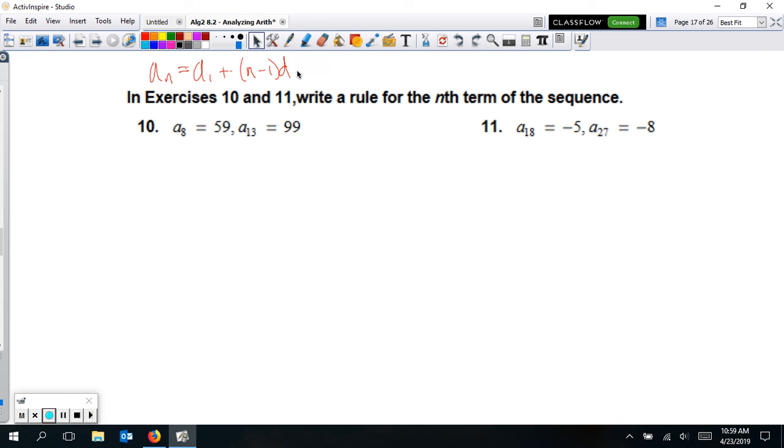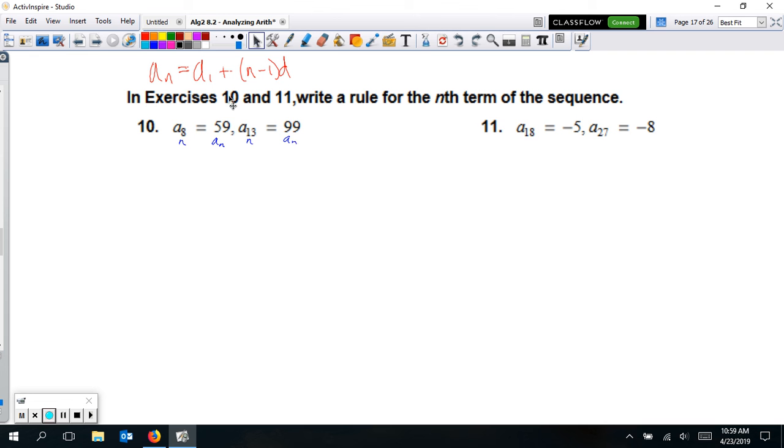So this is more kind of the arithmetic way of doing it. Now on this one, what we know is we know our n numbers are the 8 and the 13. Our a of n numbers are these 59 and 99. So we know those. So 8 is an n, 59 is an a of n, 13 is also an n, 99 is an a of n. So what we could do here is we could make 2 equations out of this.